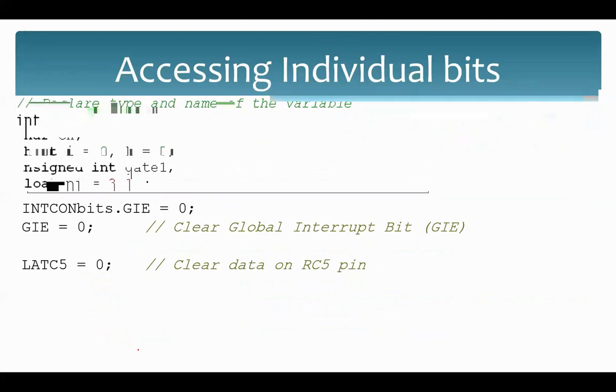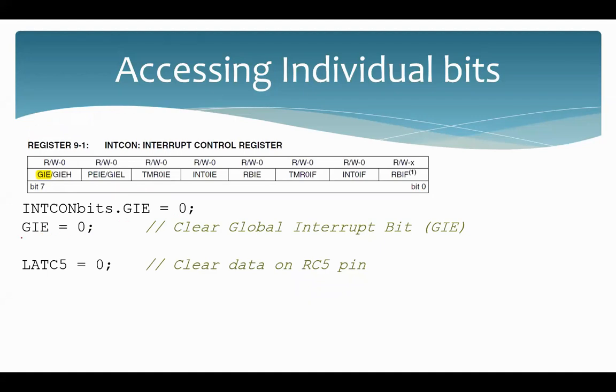Now if you want to change individual bits in any register, then we can write the name of the register, bits, dot, name of the bit. So INTCON is the name of the register, bits dot GIE is this bit number 7, and we can also write the name of the bit directly. So GIE, the name of the bit, equals 0, without writing the name of the register. Once again, if you simply write the name of the bit directly, the XC8 compiler identifies which register this bit is saved in, and it can access the bit or change the value of the bit. Similarly, LATC5, which is for bit number 5 in the LATC register.